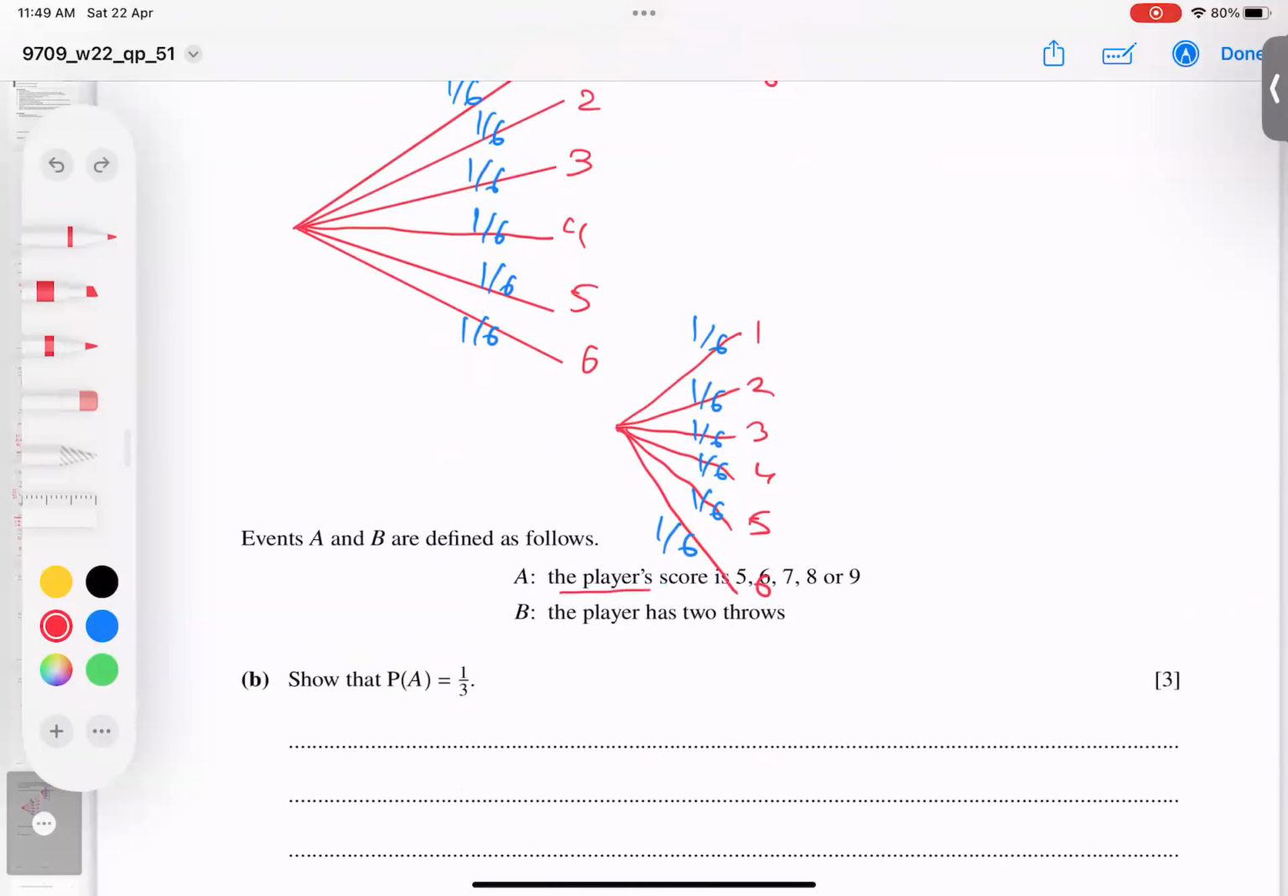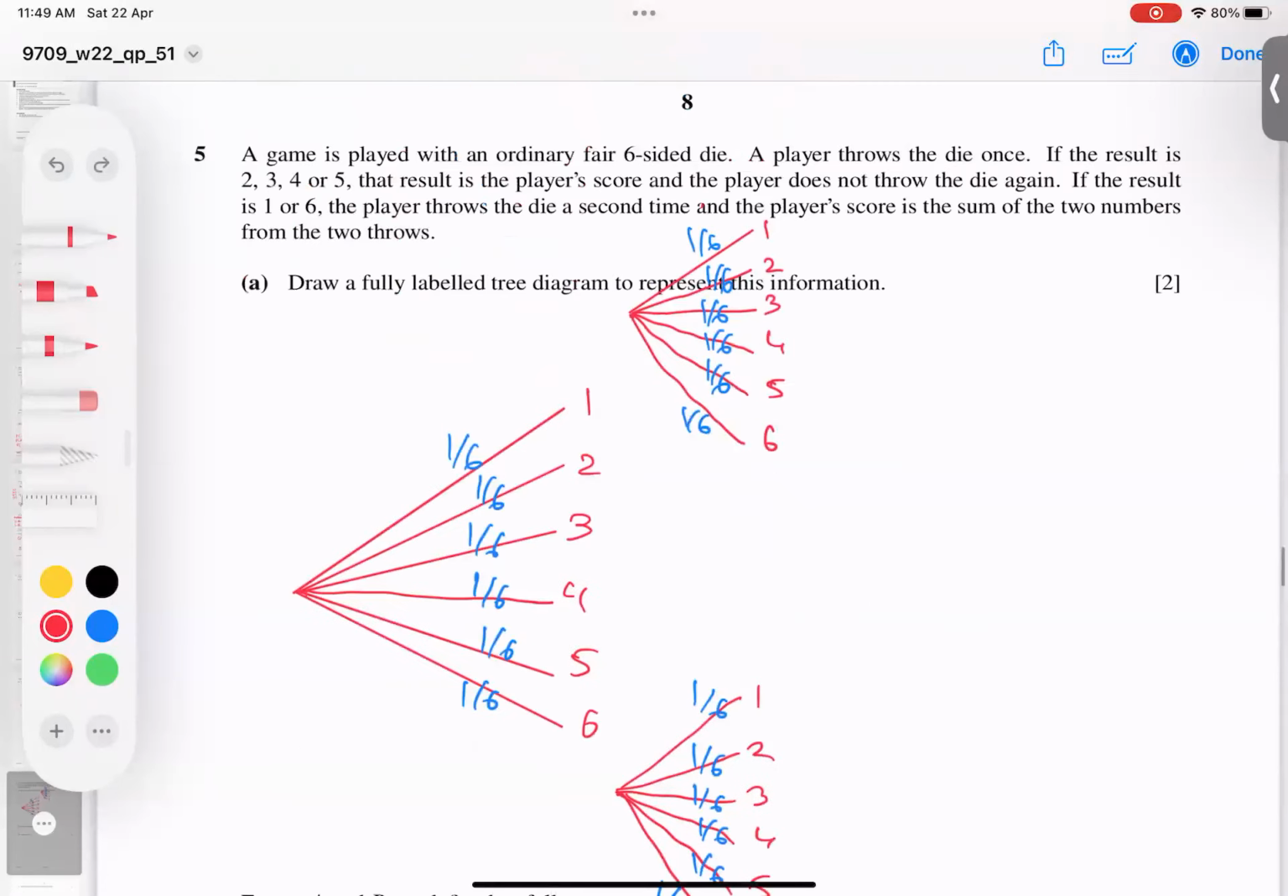Okay, and it says show the probability of A. What is A actually? The player's score is either 5, 6, 7, 8, or 9. So let's find the total score. What is the score of the first person? He got a 1 on the first dice, 1 on the second dice, so the score is 2. If he got a 1 and then a 2, what is the score? He got a 3. Suppose he got a 1, then he threw again and got 3, and 3 plus 1, we get 4, 5, 6, 7. So I think the idea of total score is clear.